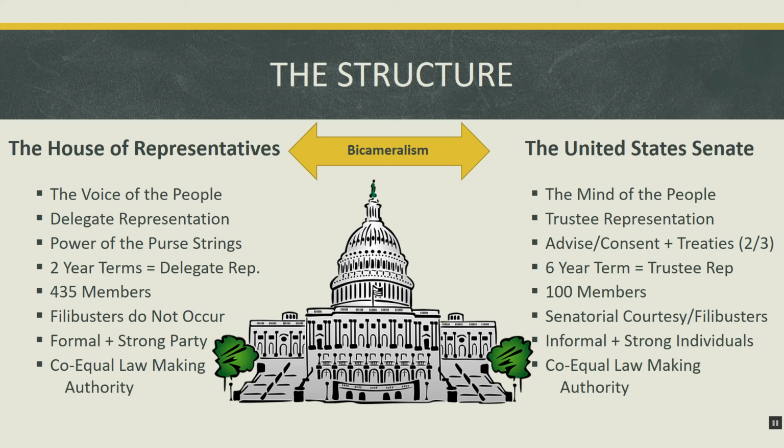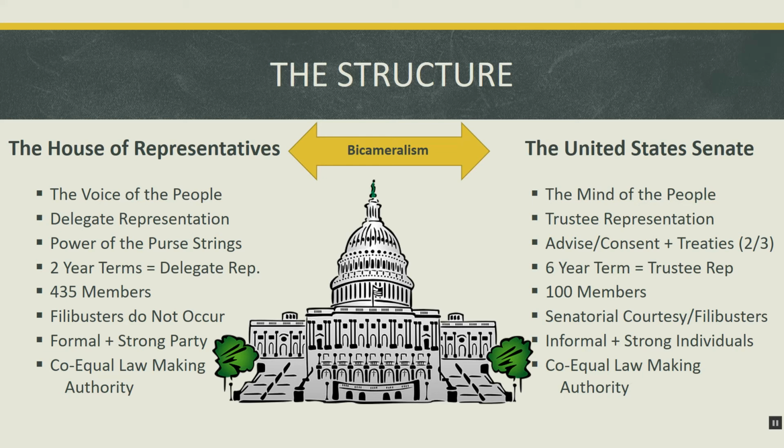This being said, it's also important to understand that the primary difference between the House and the Senate is that the House is substantially larger. There are 435 members of the House compared to only 100 senators. And as a consequence of this, we're going to find that business in the House and Senate are run a bit differently.